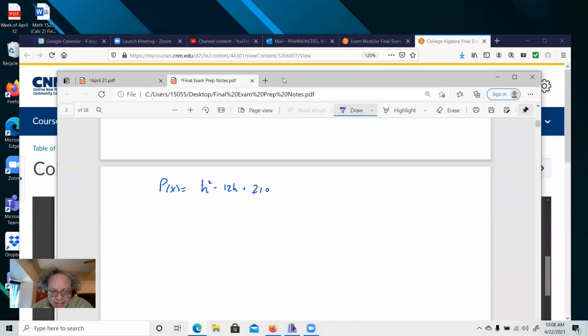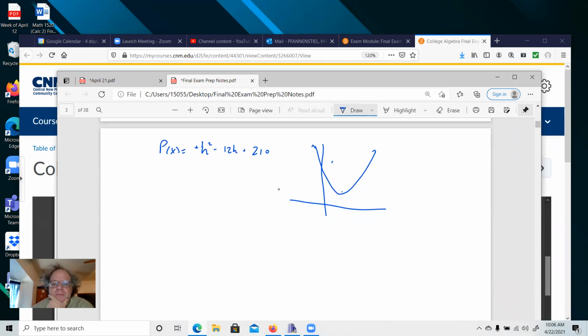So notice that the coefficient on h squared is positive. So when I go to graph this parabola, we're going to get something like that. The 210 would be somewhere up here. I don't think we're going to be producing negative power anytime soon. So when we graph this, it's going to look something like this. We're looking for the minimum. One thing we should do is probably check our endpoints just in case.